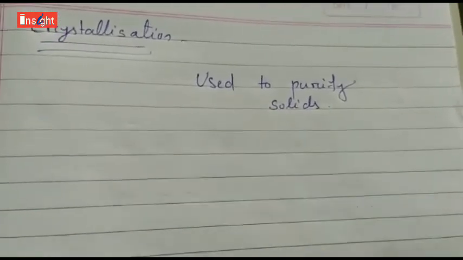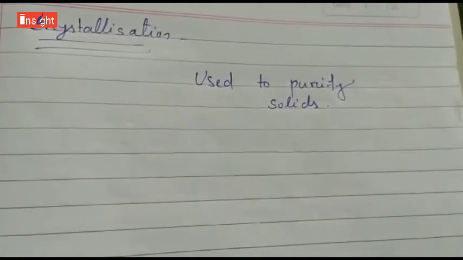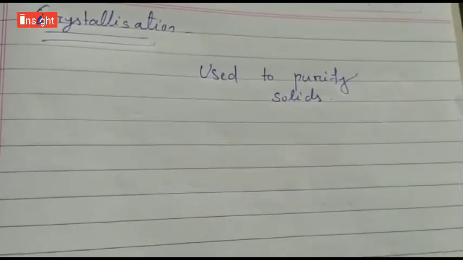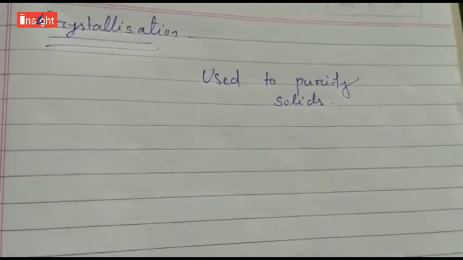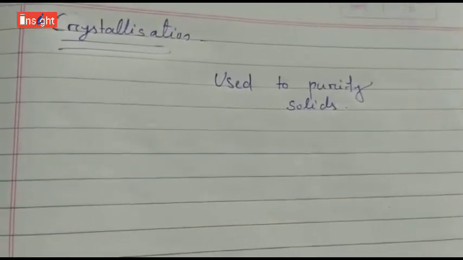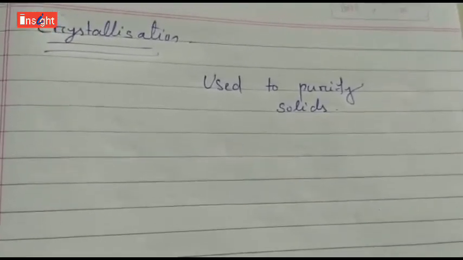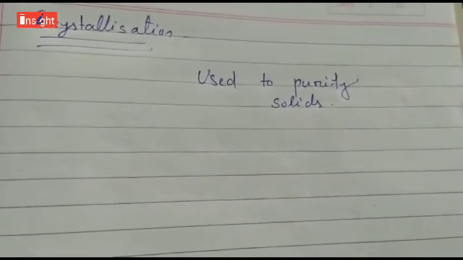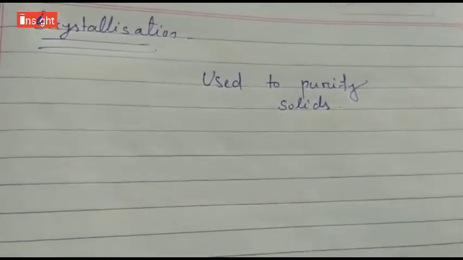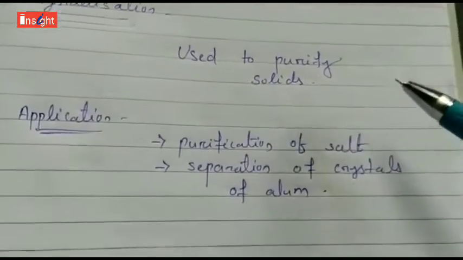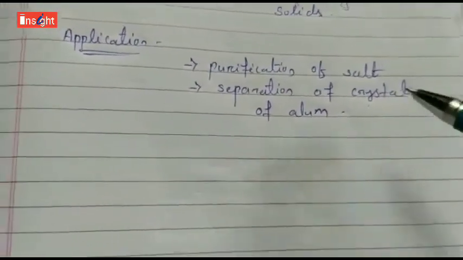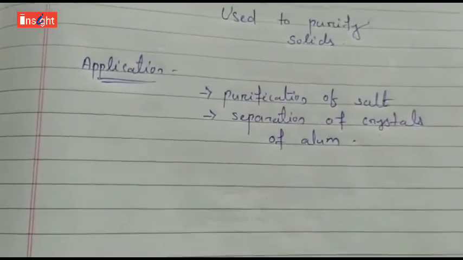That is why crystallization is better than simple evaporation, and it has some applications, like purification of salt that we get from sea water. We get fine, pure salt from sea water because of the crystallization process. Then the separation of crystals of alum from impure samples can also be done by using the crystallization process.